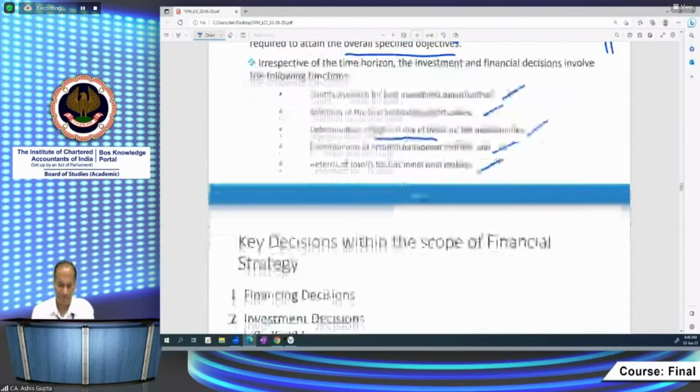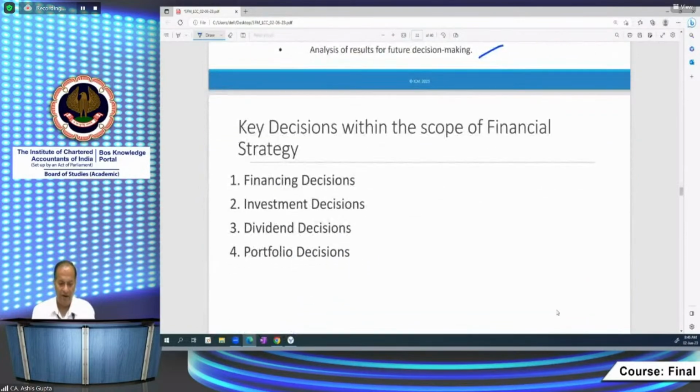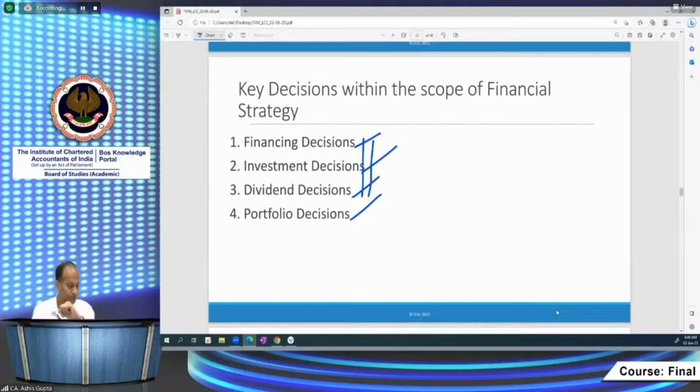Now, the key decisions within the scope of financial strategy are the financing decision, investment decision, dividend decision, and portfolio decisions. Of course, these three decisions we have discussed in Intermediate. Portfolio decisions are covered in this SFM chapter.